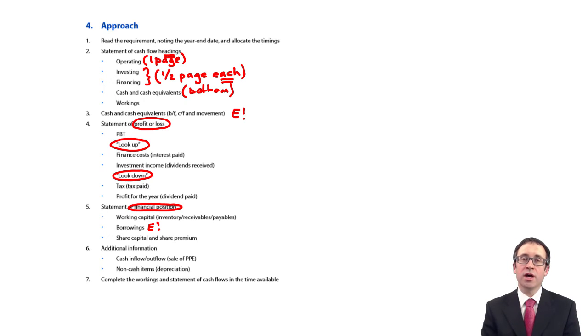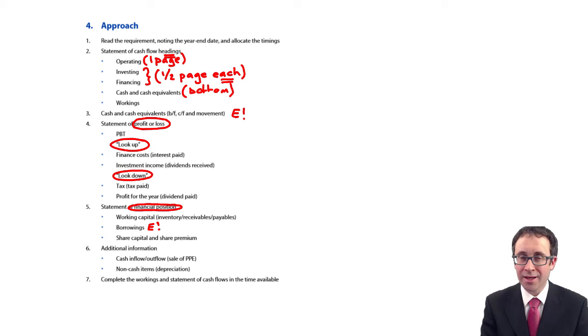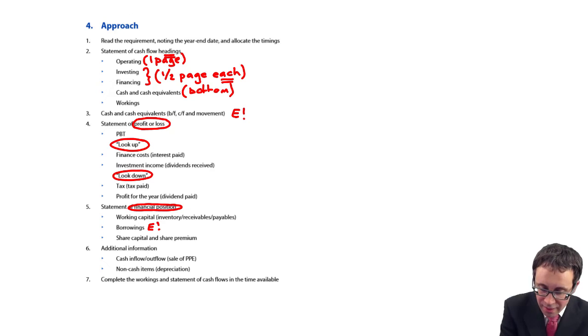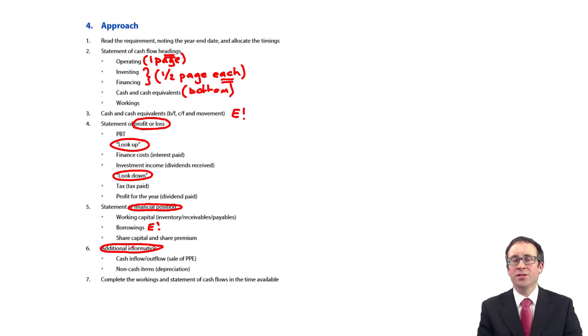Then you've got your share capital and share premium. Remember, the movement in share capital and the movement in share premium is the cash inflow figure. Once you've done that, then plow into the additional information. And effectively, that's looking for non-cash items or inflows or outflows. Inflows and outflows are usually to do with the purchase or sale of PPE or investments or intangibles. And then the non-cash items at this level are depreciation, amortization, impairments, or profit or losses on disposal.